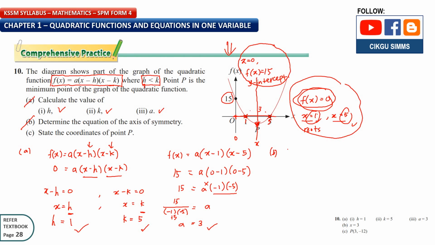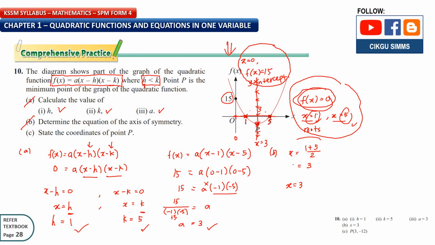You can use the average method. So the value of x is 1 plus 5 divided by 2. So 6 divided by 2, you get 3. Okay, so the value of x is 3. So x equal to 3 is the equation of the axis of symmetry. Because every point on this line, your x is equal to 3.